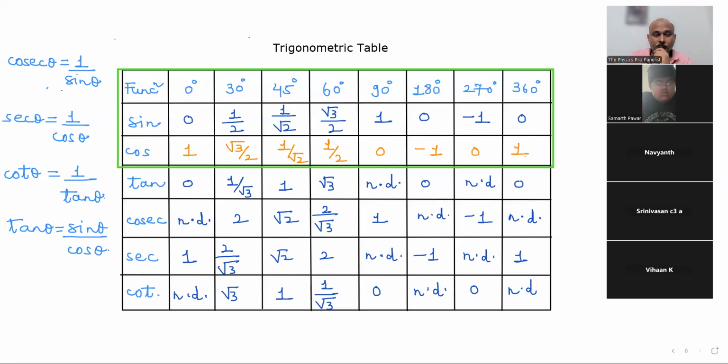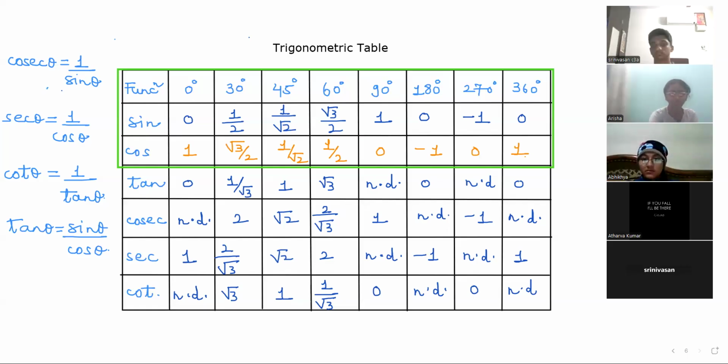5 of you are done. Kids, rest of you, please do it quickly. But don't make mistakes. Be careful in writing the values. They are very important. Okay, Srinivasan says done. Navyan says done. Vihan, what about you? Yes, sir, I'm done. Okay. Samarth, noted? Yes, sir. Okay. So, all of you are done.